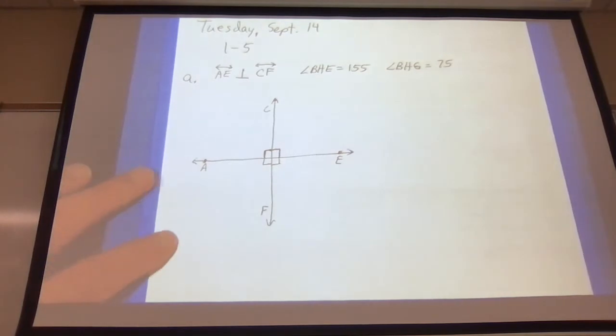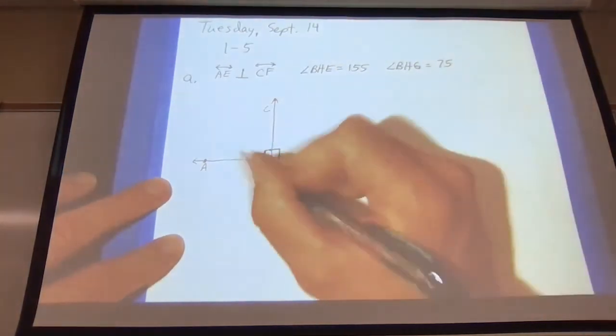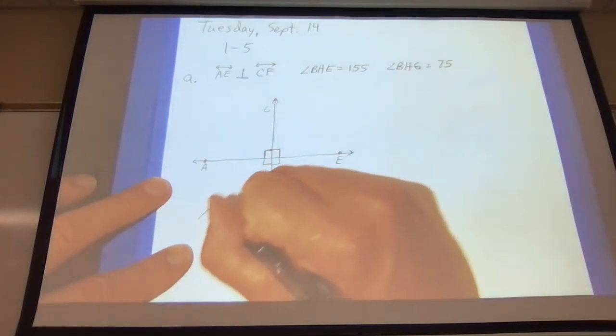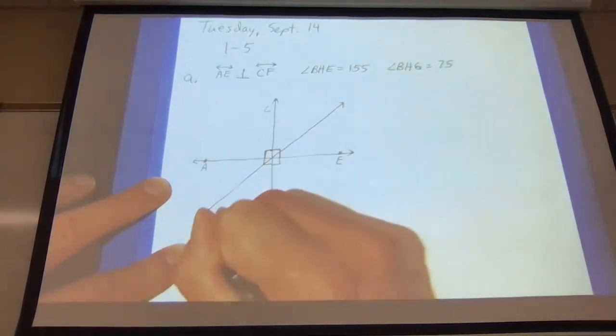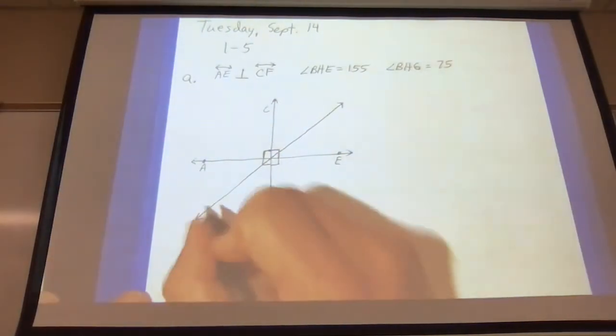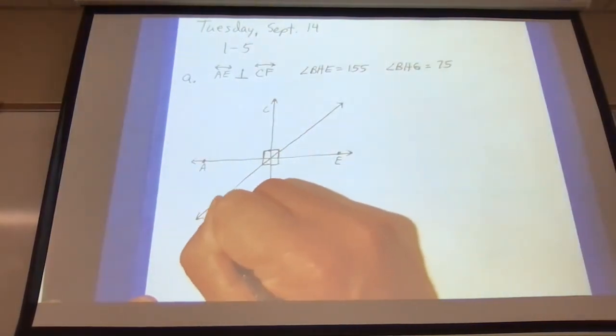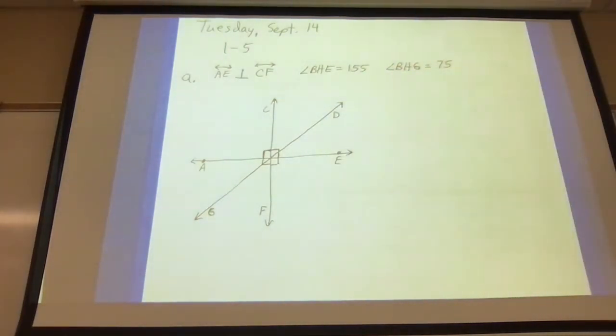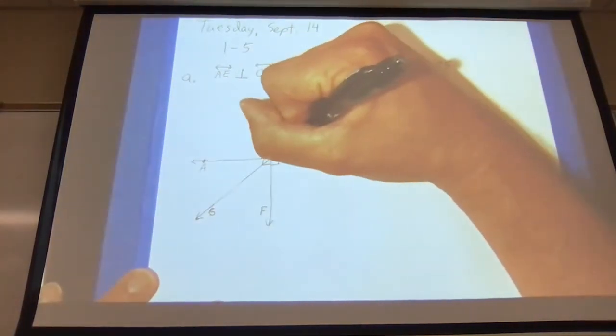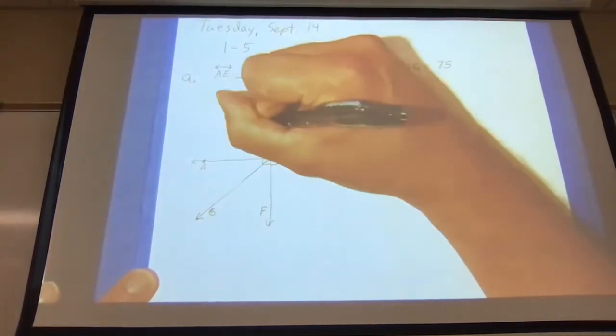All right, what else do we need to add in here? We're going to put a line coming through the center point like this. We're going to have points on there of G and D. And we need one more. We're going to have one ray coming out through point B.